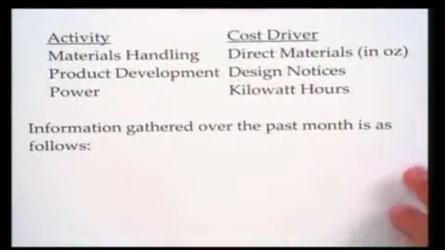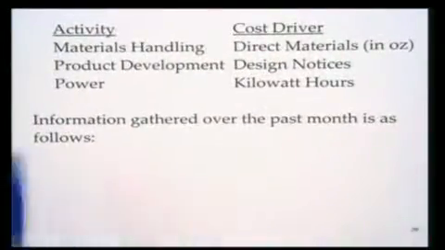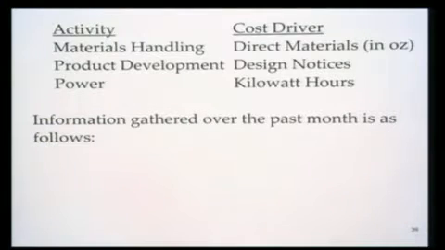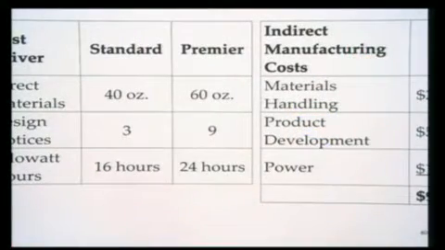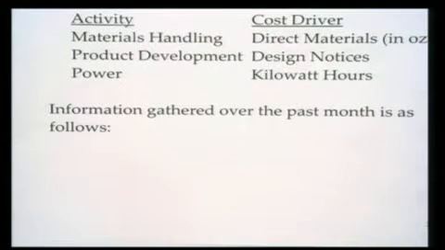So we have different activities as well as the corresponding drivers. We have materials handling, product development, as well as power. It says information gathered over the past month is as follows. So we have different cost drivers and of course the associated costs with each one of these. Now, the questions that will then follow on the exam will be such as how much of the cost should be allocated here? How much of the cost should be allocated there?